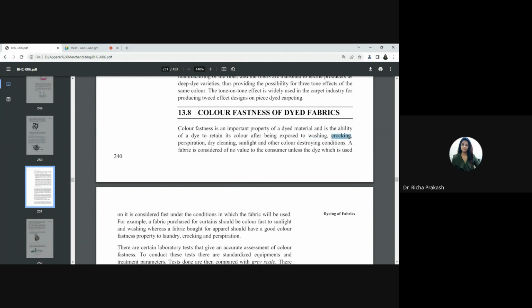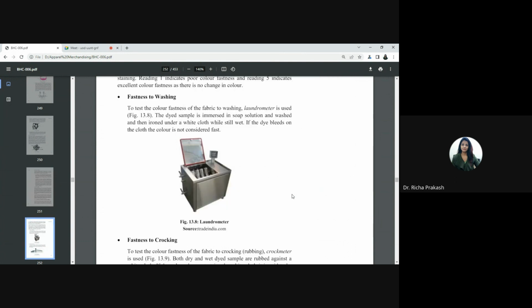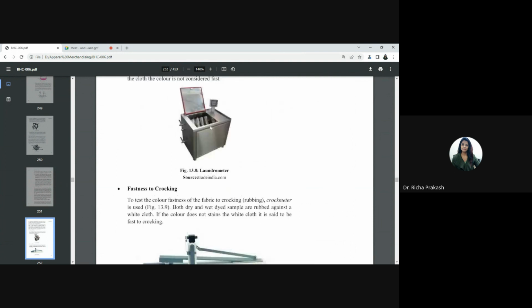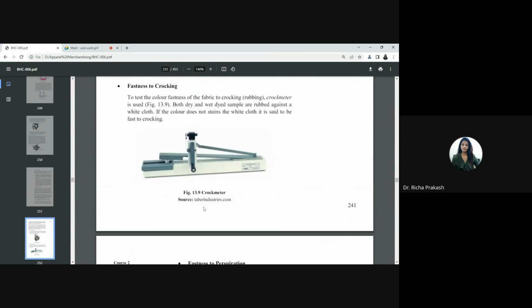Then you have crocking, perspiration. Crocking is something where you take a surface area of a particular fabric and you rub it with something. So there are crocking machines that are available in textile testing. This is the launderometer. Again, as I said, washing. So this is the launderometer that is used in the textile testing laboratories. Fastness to crocking. So this is how the crock meter looks.